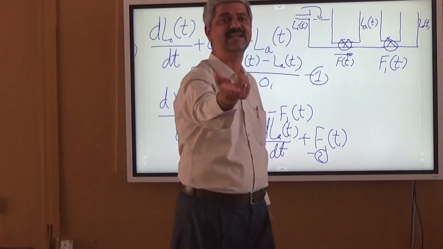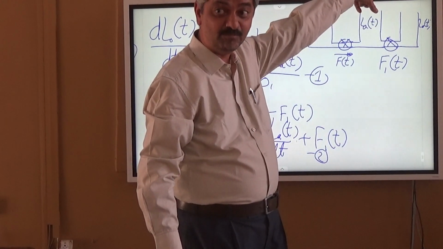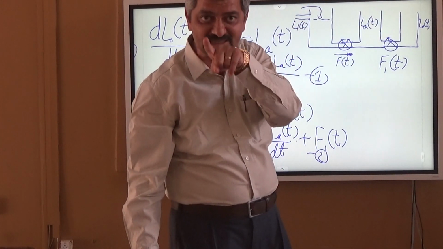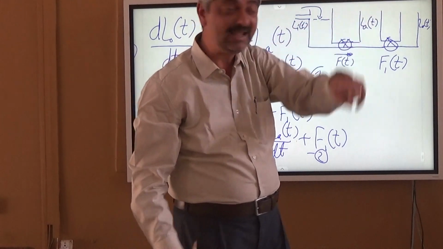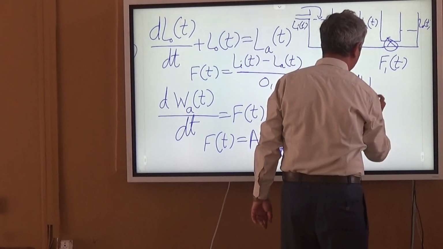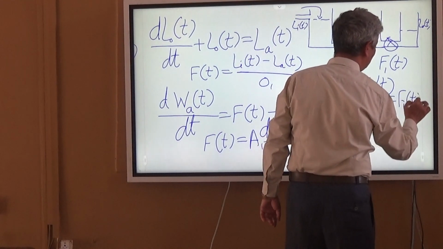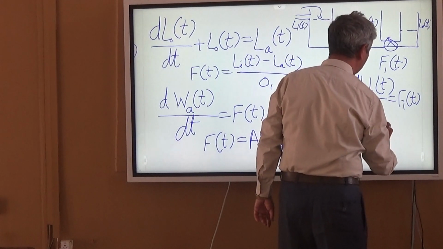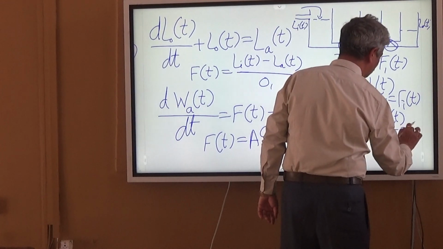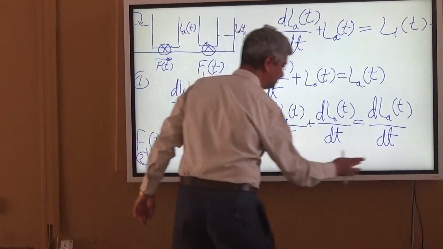So the input to the second tank is dWOT upon dt, that is F1T, right? What is F1T? dWOT upon dt. This is output tank. So WO. So dWOT upon dt is equal to F1. What is WO? A2 dLOT upon dt is equal to F1. Right? And now we use this.